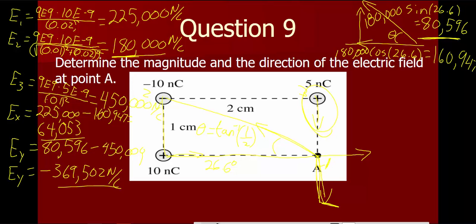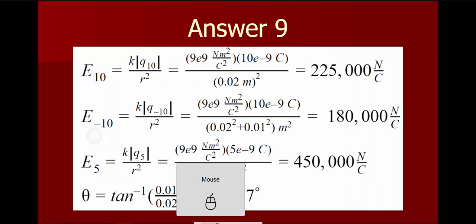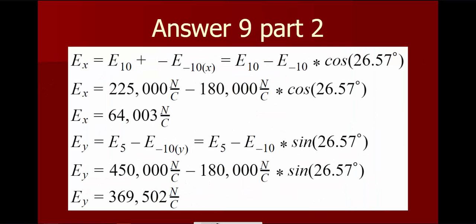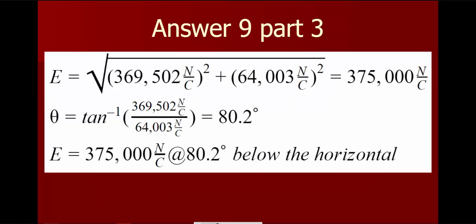It's opposite over adjacent. I don't want to say it wrong here in the last few seconds without thinking. So all that should be here. It looks like we're on the right path, right? And then there it is. So that's basically what we got.